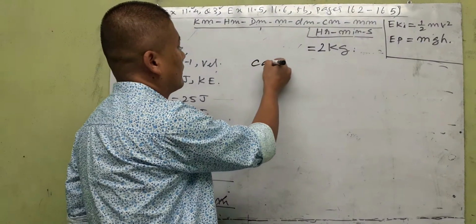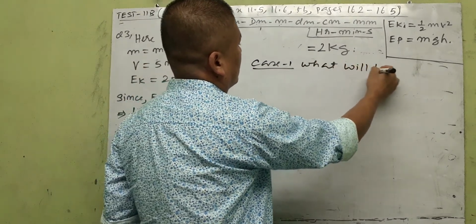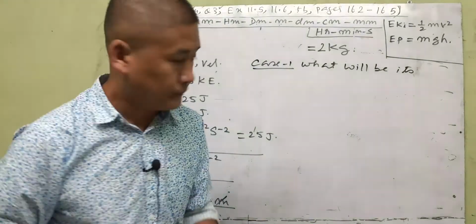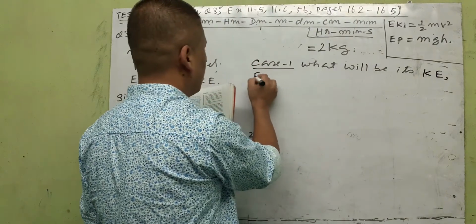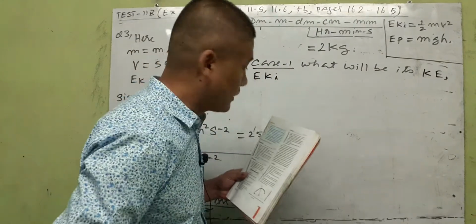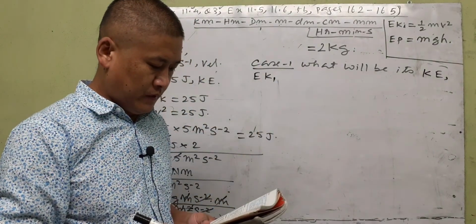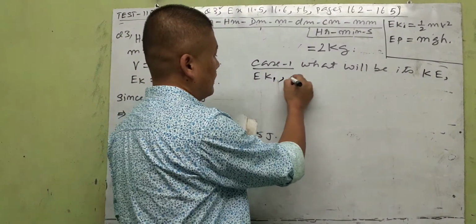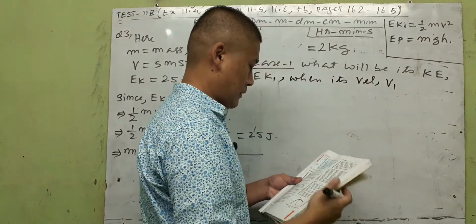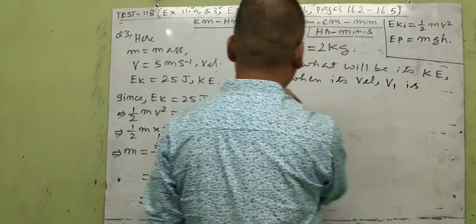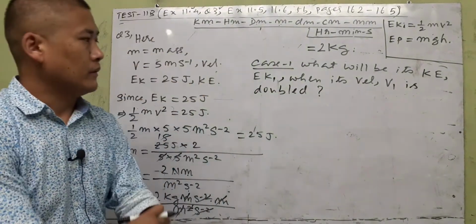So case 1. Question is saying, what will be its kinetic energy? Let us put here kinetic energy EK1, let us say. First case, so EK1. What will be its kinetic energy when its velocity, let us put the velocity as V1, velocity is doubled. So this is the first question, case 1. So you can write like that also.